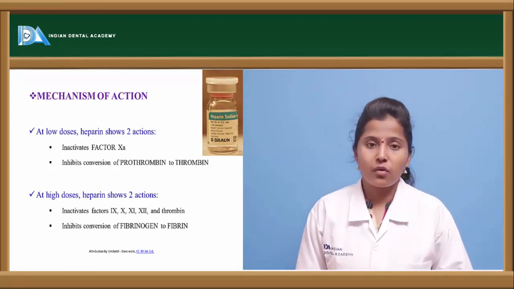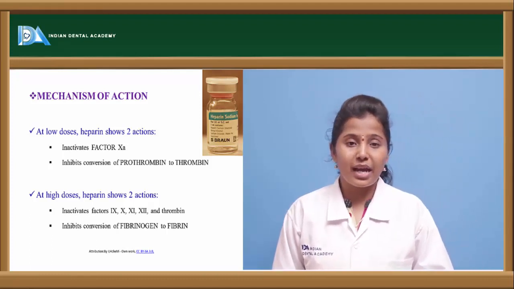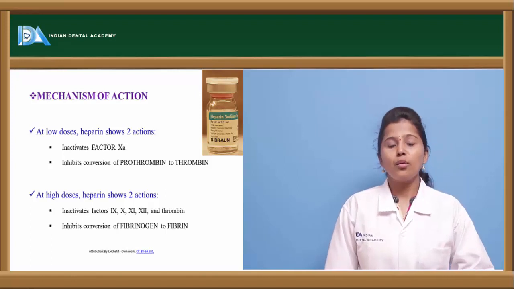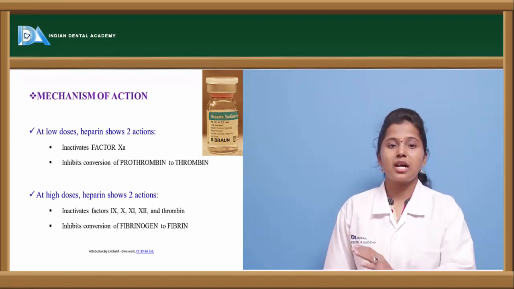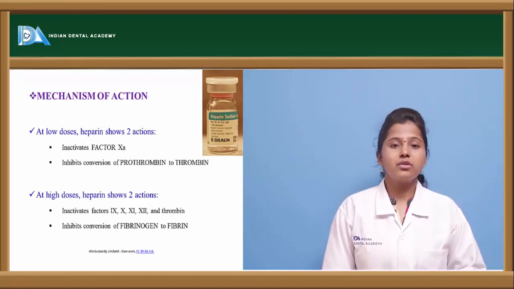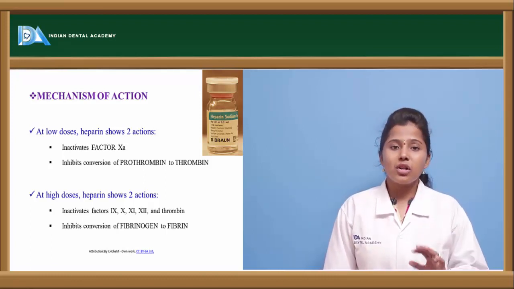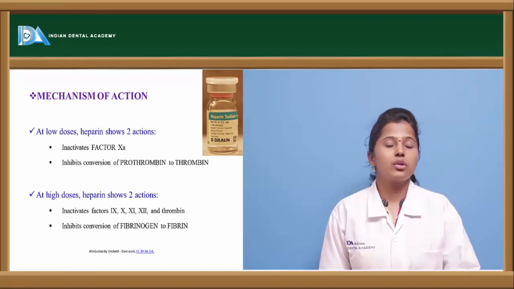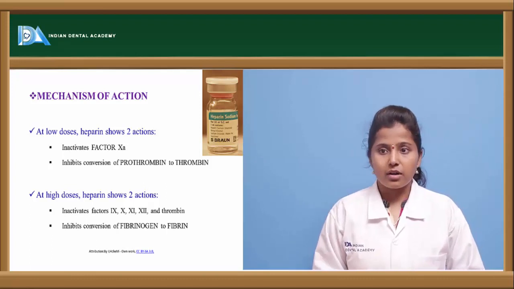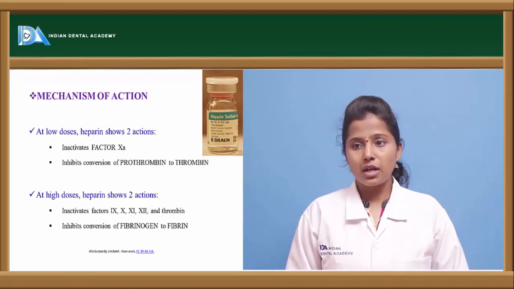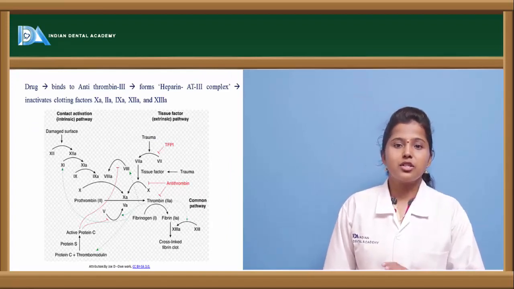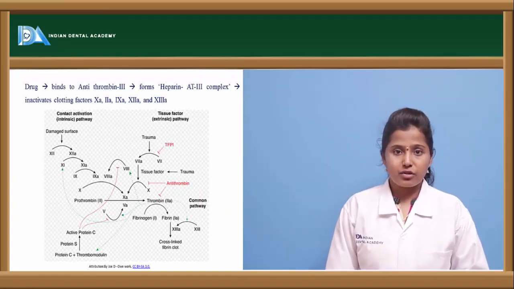There are two pathways of coagulation: the intrinsic pathway and the extrinsic pathway. In the extrinsic pathway, inactive prothrombin is converted to active thrombin, and in the intrinsic pathway, inactive fibrinogen is converted to fibrin. All the clotting factors are involved in both pathways, but the pathway in which the activation takes place is different. These are the diagrammatic representations of the intrinsic as well as extrinsic pathway.